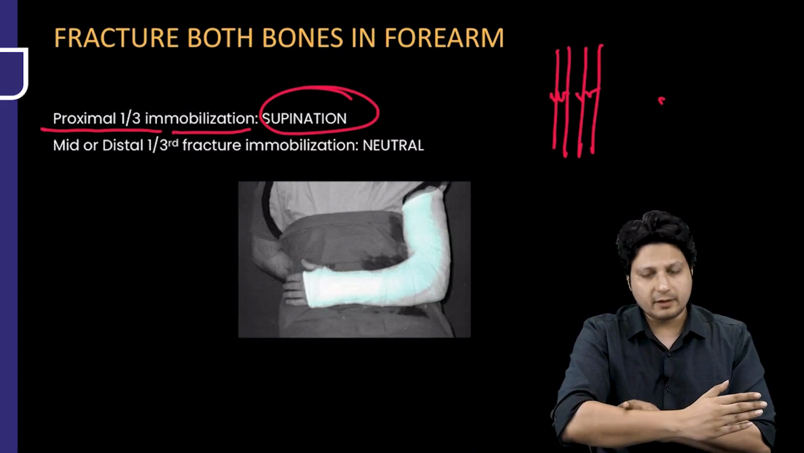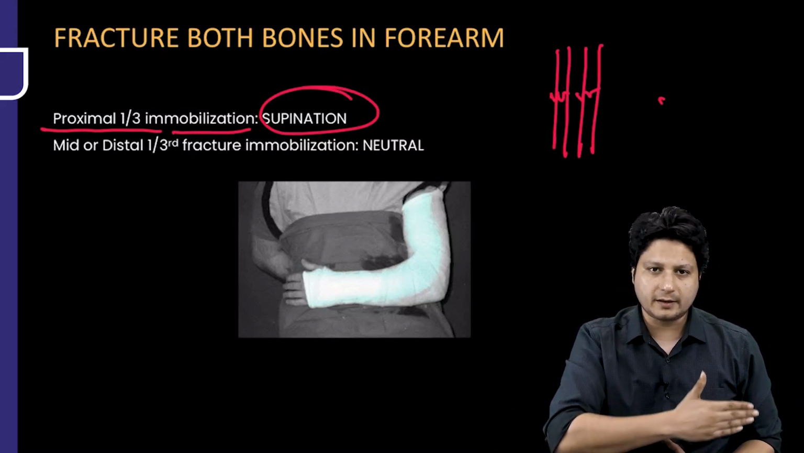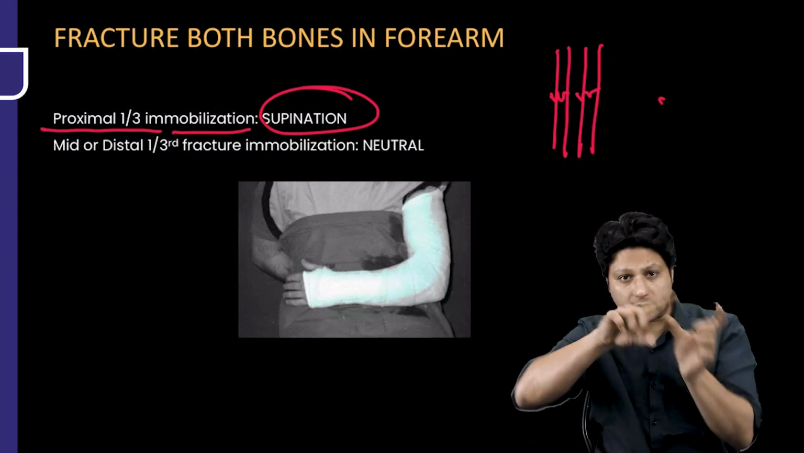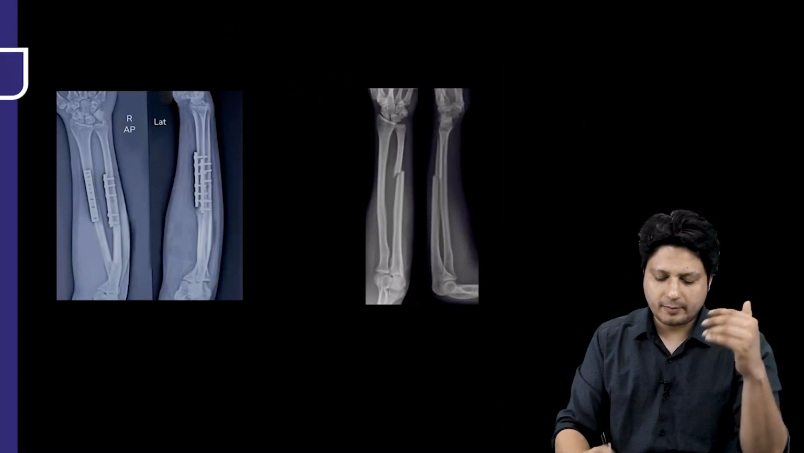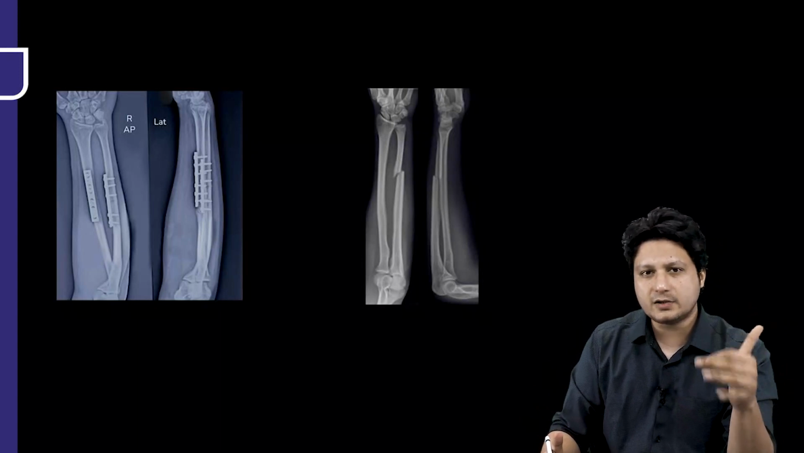If there is a fracture in the mid 1/3 region or below, then you have to keep it in the neutral position, because the pronator is neutralizing the supinator effect. Hope you have understood.